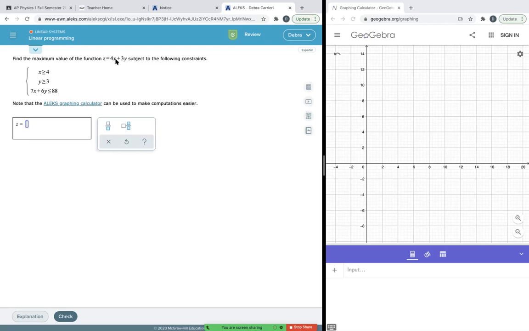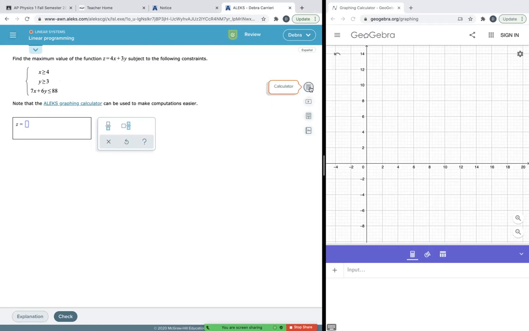It's z equals 4x plus 3y, and these are boundary conditions that we have been given for z. And we've been asked to find the maximum value of this function z, and how we would solve that problem is we would graph these inequalities, find the vertices of that solutions region, and using the coordinates for x and y for those vertices, plug them into this equation.